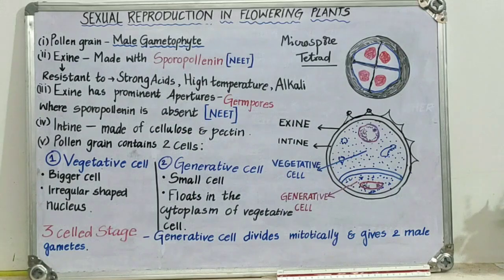In the case of pollination, what is the definition? Transfer of pollen grain from the anther to the stigma. That is called pollination. For pollination purposes, many agencies are present. That means pollination by wind, by water, by insects, and so on. Animals also, birds also. All these help in pollination.